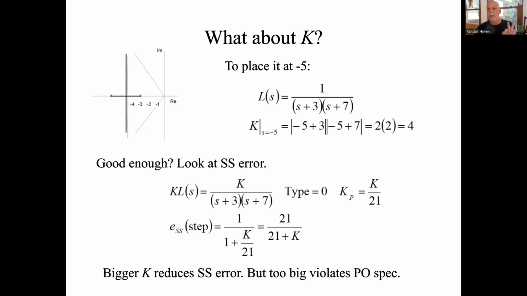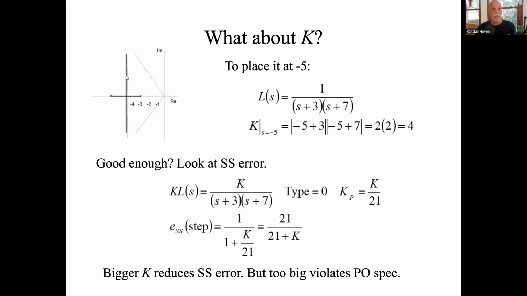Okay? Is that really good enough? Let's look at steady state error. Here is our K L of S, which is the forward path gain in a unity feedback system. And we had a method for calculating the steady state error in that. There's no poles at the origin, so it's a type 0. I'm not going to go through this. It's in the previous video. You get to this, which says the bigger you make K, the smaller the steady state error.